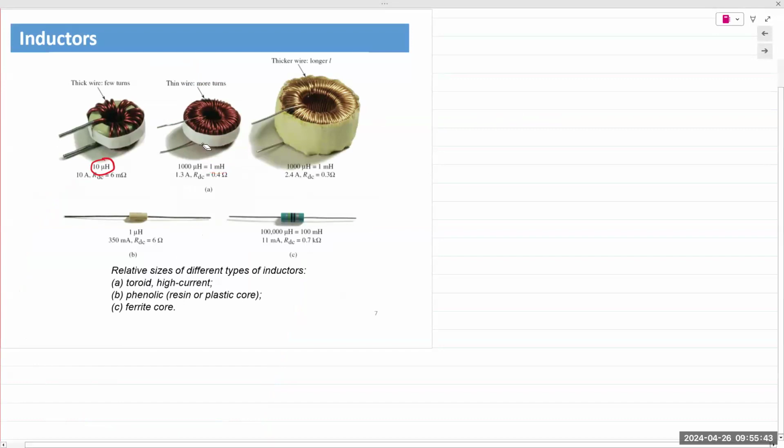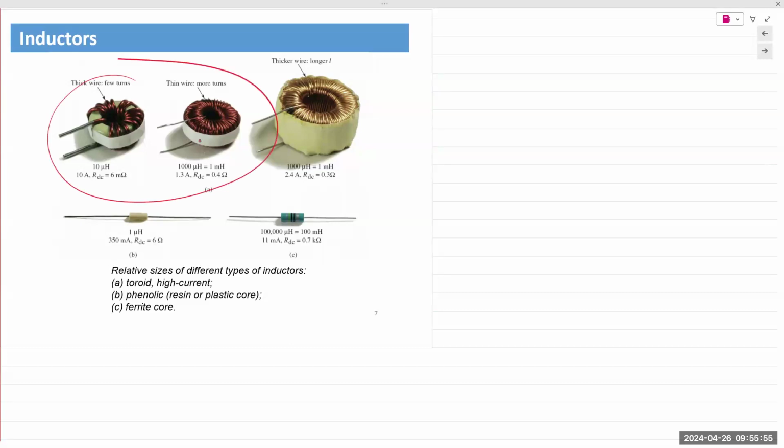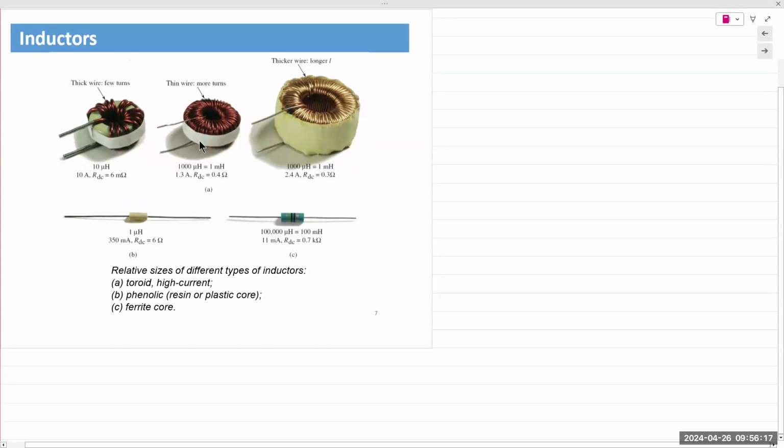Okay. When it comes to current carrying capacity, again, physical material makes a difference, right? Thicker wire can carry large amounts of current, thinner wire can carry lower amounts of current. So I particularly like to point out these two examples as the difference is 10 amps, 1.3 amps. Okay. So these are real life examples of how different inductors can be created using different numbers of turns and different physical attributes.